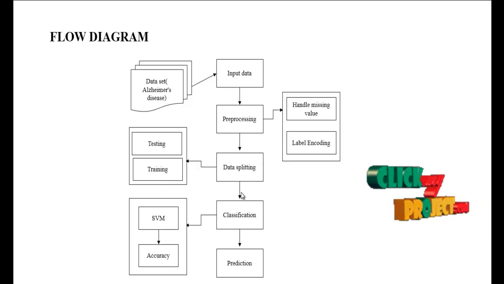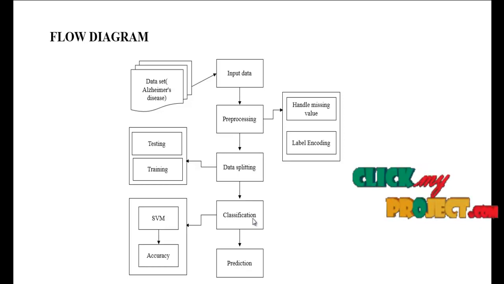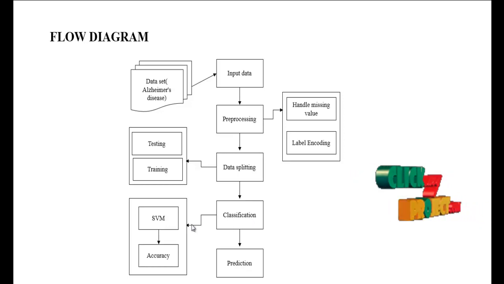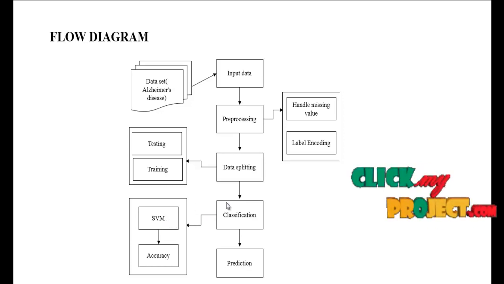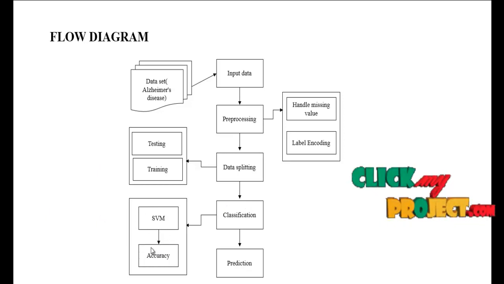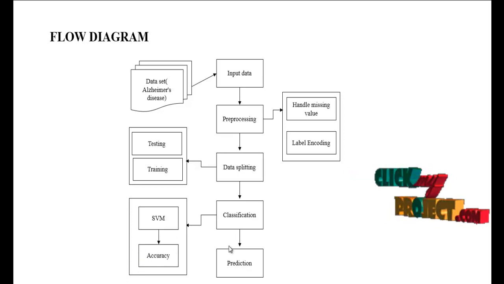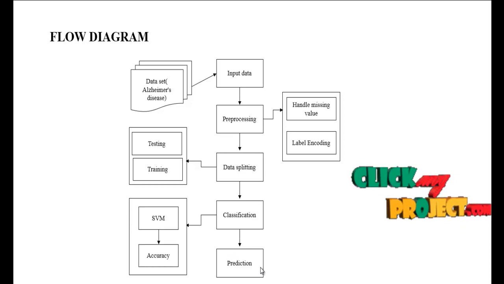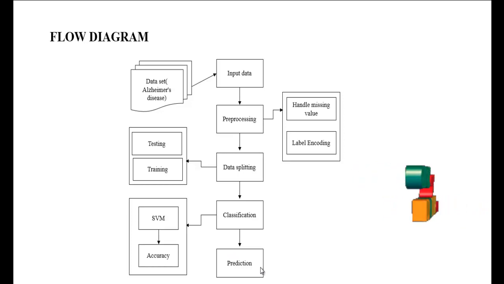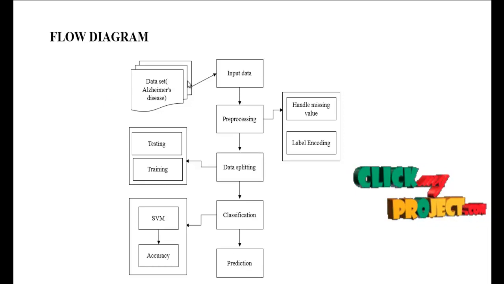After that, we have to implement the classification algorithm. In our process, we use the support vector machine to classify or predict the disease. In SVM, the performance metrics are accuracy, specificity, and sensitivity. Finally, we have to predict Alzheimer's disease, that is dementia. So this is the flow of our process.